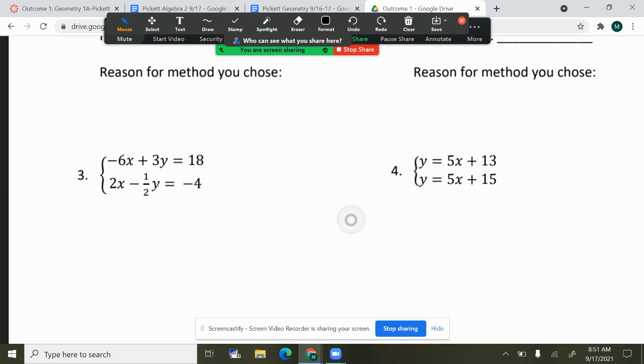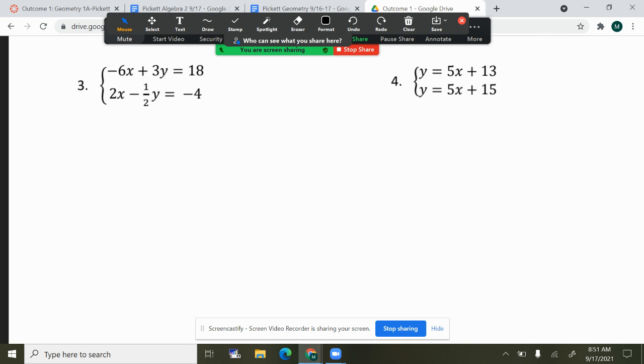Alrighty, let's look at problem number 3. Problem number 3, we have negative 6x plus 3y is equal to 18, and then 2x minus 1/2 y is equal to negative 4. So I see a fraction. That's going to scare a lot of people who are going to be like, oh no, fractions, but it's okay. The first thing that I'm thinking about is, is there a way I can get rid of that fraction?